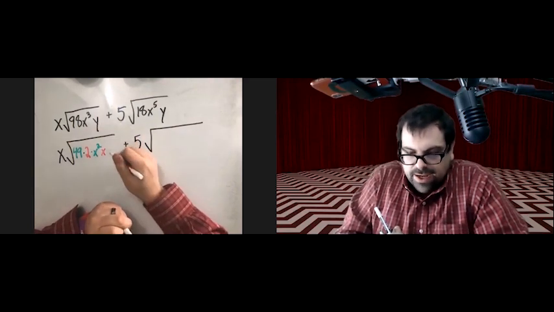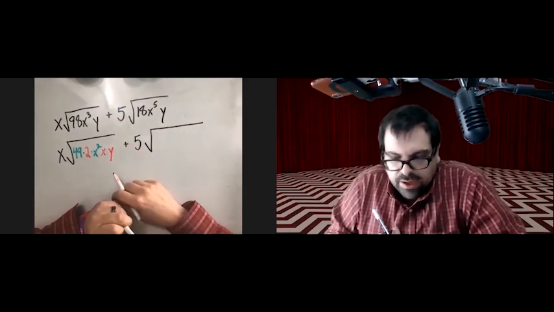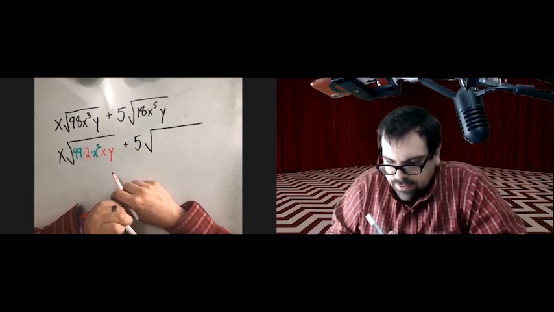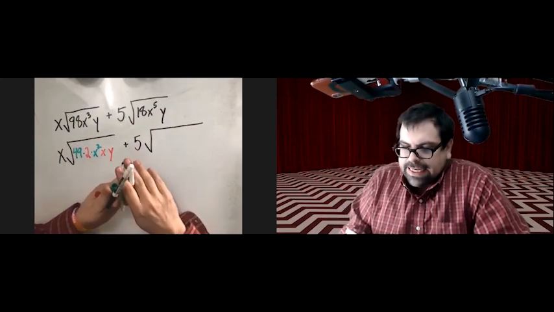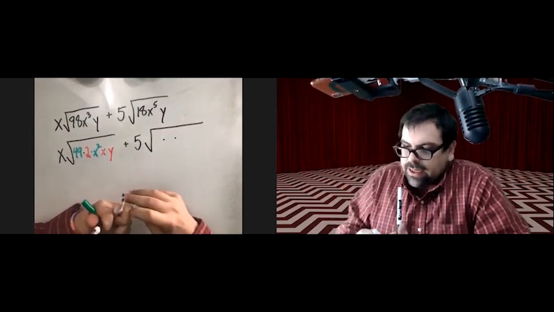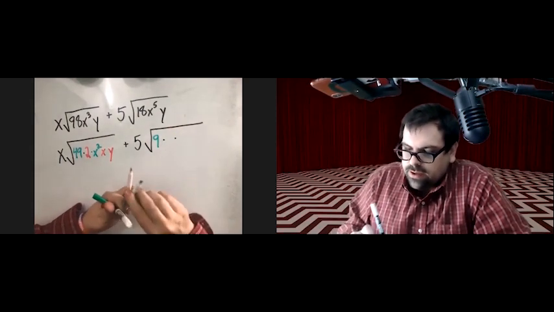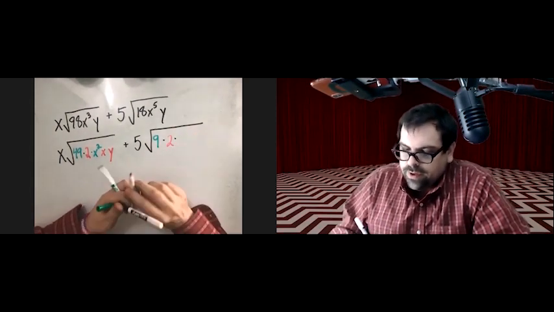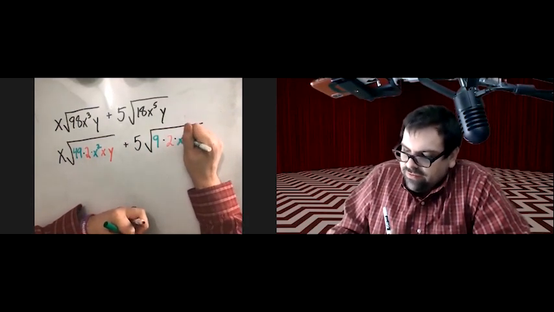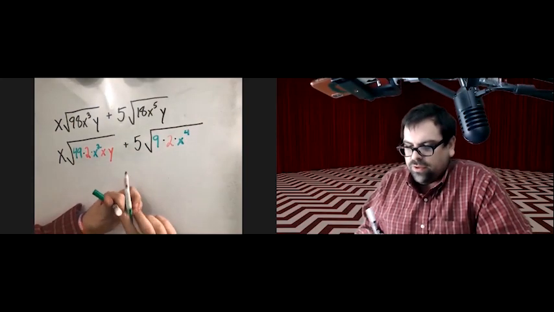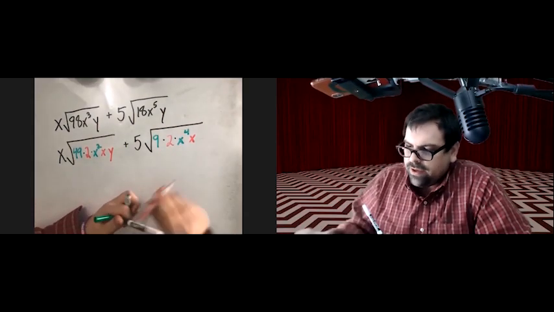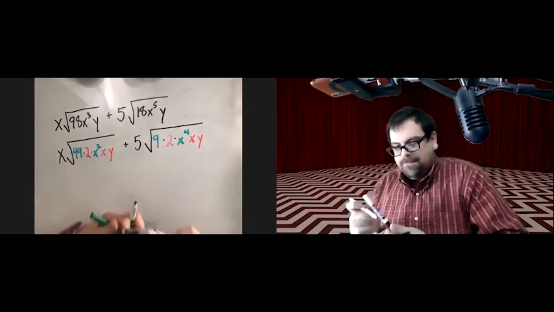And then y, we can't simplify. We can't break up any. So it's just y. Over here, 18. 18 is 9 times 2. X to the 5th, highest power of 2 that fits into 5 is x to the 4th. So we split that x to the 4th times x, and we can't simplify the y.